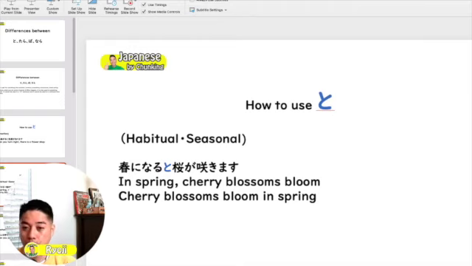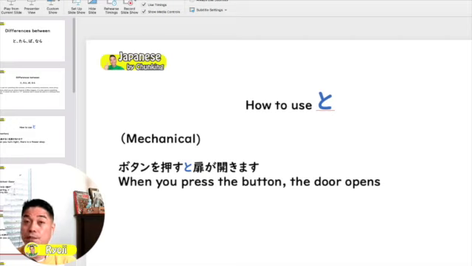春になると桜が咲きます。In spring, cherry blossoms bloom. Or cherry blossoms bloom in spring. So this is something that happens every spring. When the spring comes, cherry blossoms bloom. 春になると桜が咲きます。Next use of と is for something mechanical.